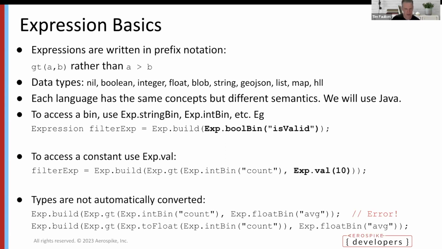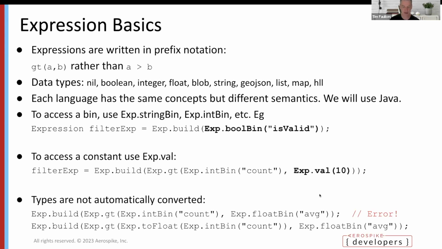All right, so let's look at accessing a bin. Obviously, an expression manipulates a record or can play with the information in a record. A record contains bins, like columns in a relational database, and we want to do something to it. So the first thing I need to do is access that.